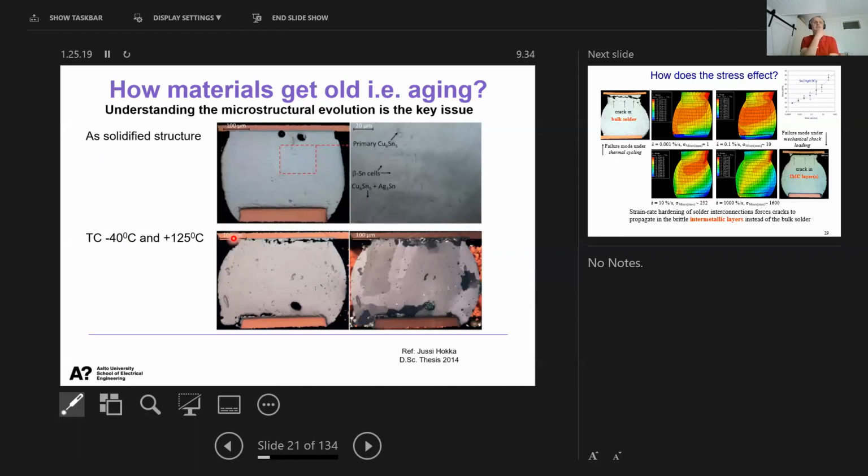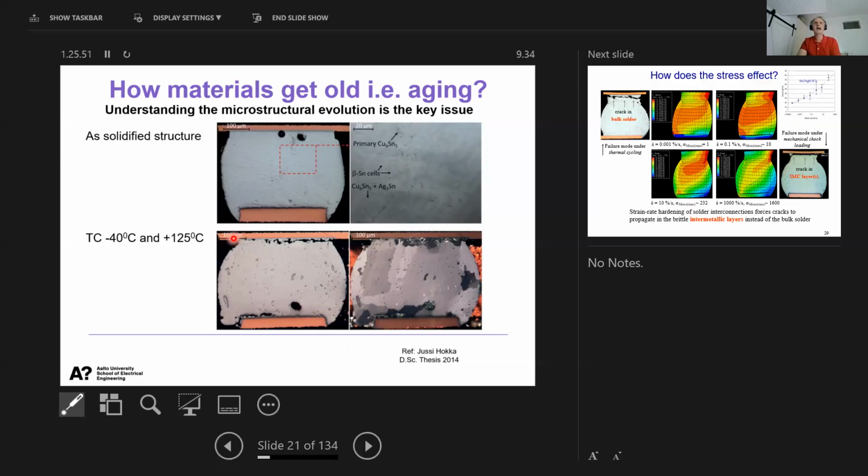A few more questions. How do materials get old? What is the effect of aging? Quite often here we are going into the area of material science. What kind of microstructural or structural changes happen during usage under certain stresses?